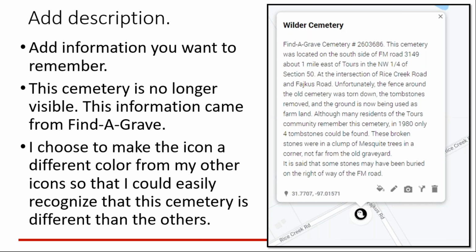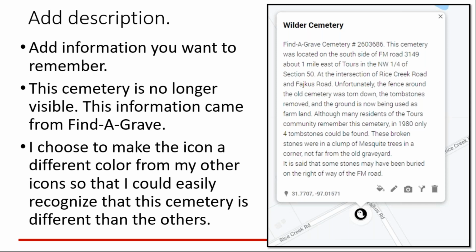I find it really helpful to add detailed descriptions to my markers. And when you add a description, it's just any information that you want to be able to remember about a place without having to look it up again. So this information came from Find a Grave. Unfortunately, this cemetery no longer looks like a cemetery. All of the headstones have been removed. And so if you were to go to this cemetery, you wouldn't recognize it. And so I wanted that to be in my notes on this map.